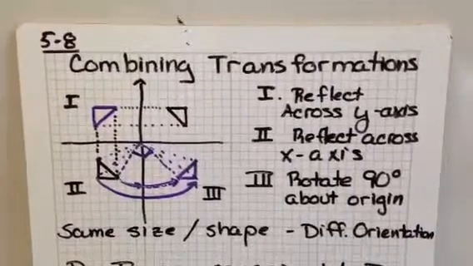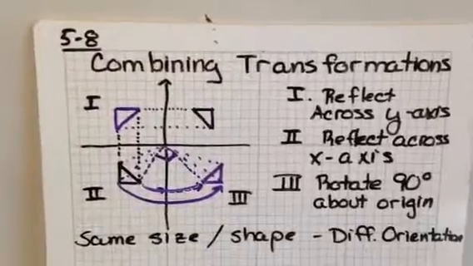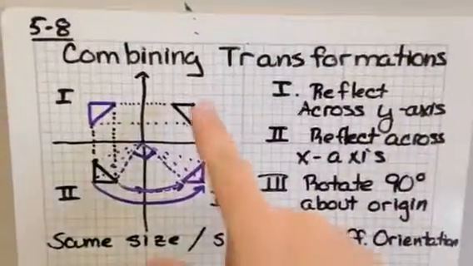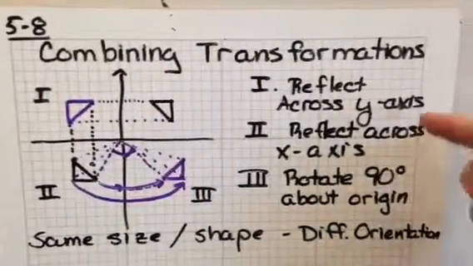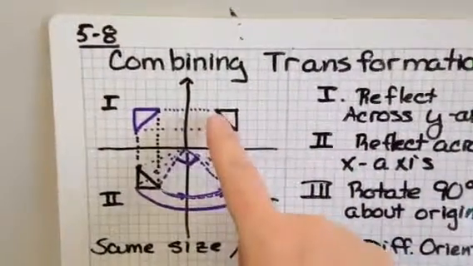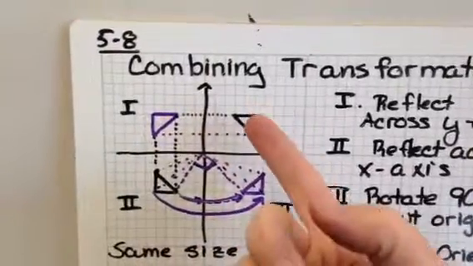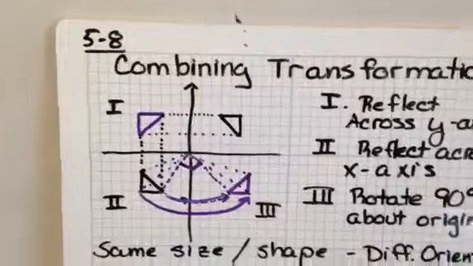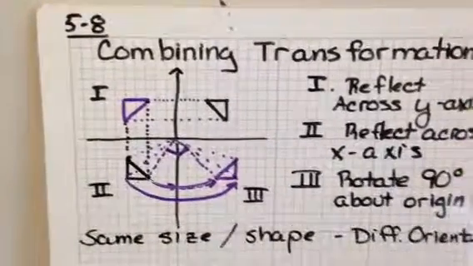Now 5.8 summarizes and wraps up our Chapter 5 discussions, and this is where we start to combine these transformations. So if I have this figure right here, this little triangle, and I first want to reflect it across the y-axis, I would take my points and I reflect them across the y-axis. You can see that this takes the image and it flips it over. So my size is conserved, my shape is conserved, but the orientation has changed.